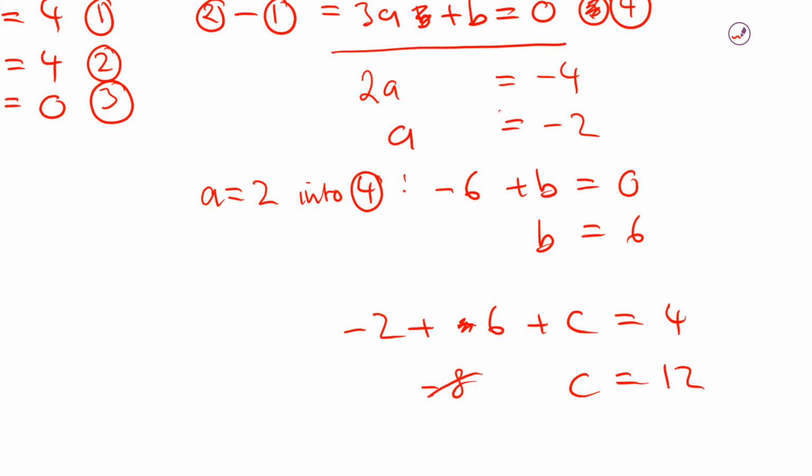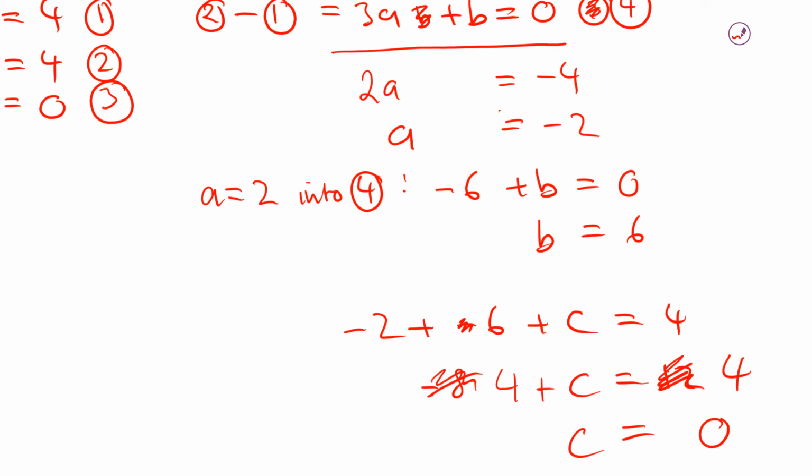So 6 minus 2 is 4, plus c. 4 plus c was supposed to be 4, so c was supposed to be 0. Yeah, because a is minus 2, so 3 times a is minus 6, and then b will be 6.